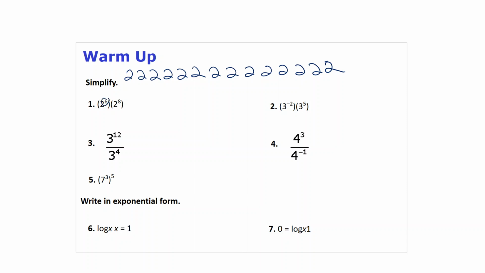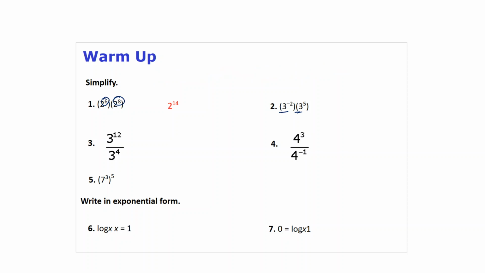So in the end, we actually have 2 to the 14th power. All we have to do is take our 6 and our 8, add them together, and we end up with 2 to the 14th power. Again, remember that as long as your base is the same, all we have to do is add our exponents, and we're going to get the correct answer.